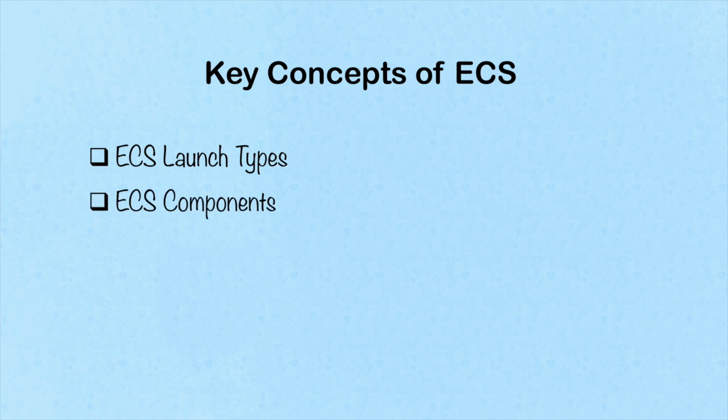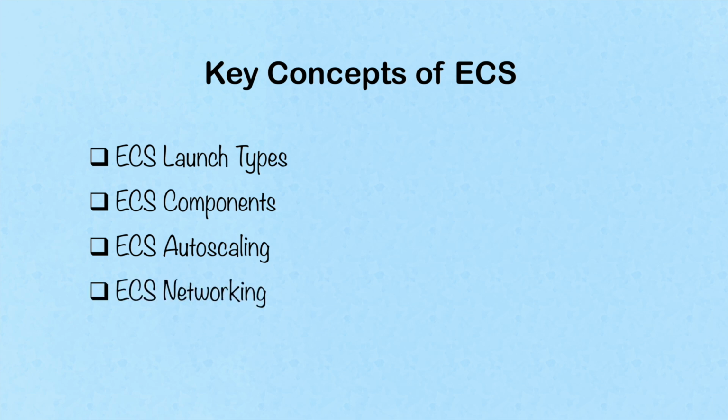Now, let's talk about the key concepts in Amazon ECS. Understanding these fundamentals will help you grasp how ECS works and how to use it effectively. ECS Launch Types. How your containers run on AWS infrastructure and who manages the underlying servers. ECS Components. The essential building blocks of ECS, like clusters, tasks, and services. ECS Autoscaling. How ECS automatically scales your applications up or down based on demand. ECS Networking. How containers communicate with each other and external services using AWS networking options.